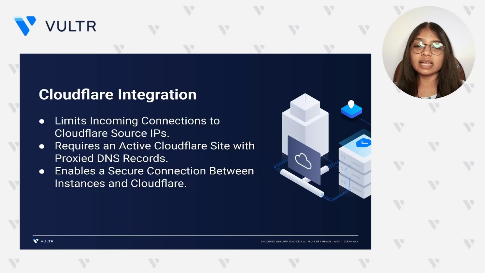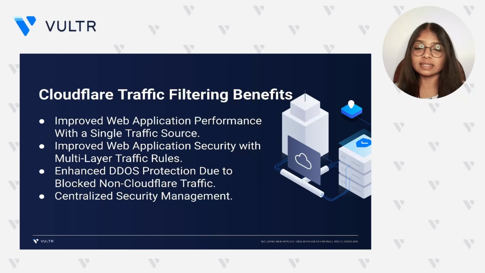While Vultr Firewall provides a strong first layer of security, we can enhance protection even further by integrating with Cloudflare. By allowing only Cloudflare source IP addresses to connect to your instance, we effectively block direct access from the open internet. However, this requires an active Cloudflare site with proxy DNS records to ensure traffic is securely routed through the Cloudflare network. This integration becomes crucial for businesses looking to protect their application from unauthorized access and DDoS threats without compromising on performance.